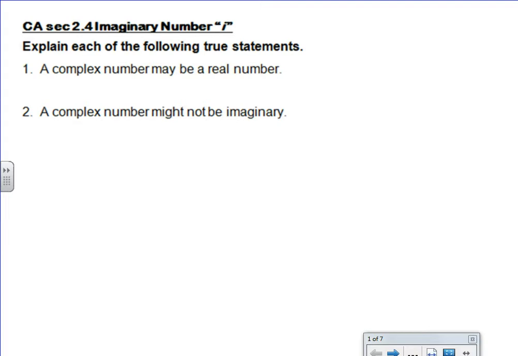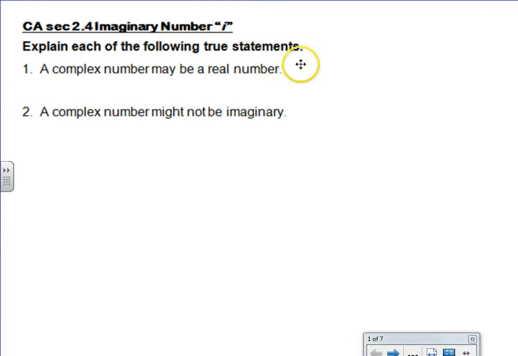Section 2.4 in college algebra is specific to the complex number i, and you did learn about this back in Algebra 2. We have the real number system and we also have the imaginary number system. When we had to work with imaginary numbers, we had to learn a little bit about the number i. So, explain each of the following true statements.